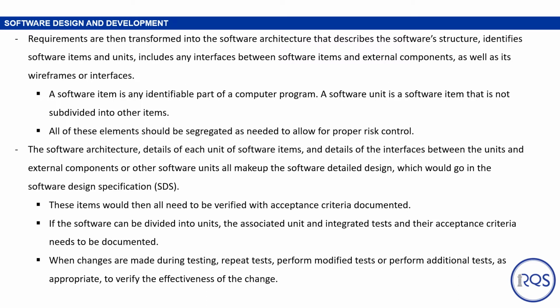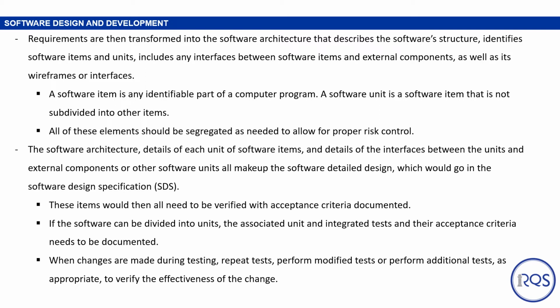The software architecture describes the software's structure, identifies software items and units, includes any interfaces between software items and external components, as well as includes wireframes and other interfaces. A software item is any identifiable part of a computer program. A software unit is a software item that is not able to be subdivided into other items. All of these elements should be segregated as needed to allow for proper risk control.